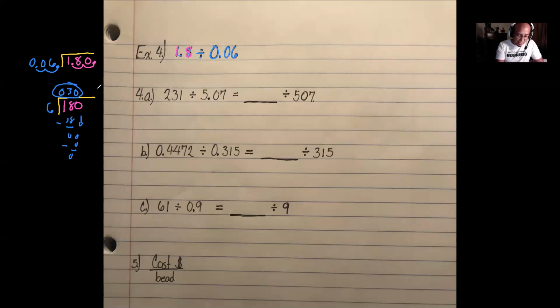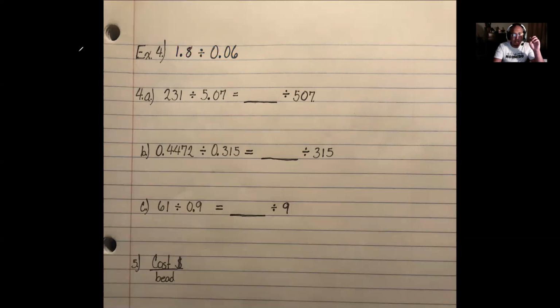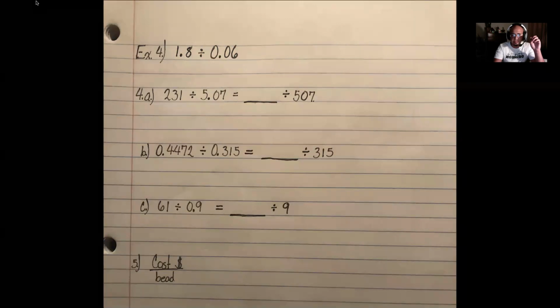1.8 divided by 0.06 is 30. I got the exact same answer. The only thing I really want you to get now is that we do not like to see decimals on the outside. Anytime there's a decimal on the outside, we have to move it. And however many times you moved it on the outside is the same number of times you have to move it on the inside. Okay. With that in mind, ladies and gentlemen, let us turn our attention to our actual assignment.